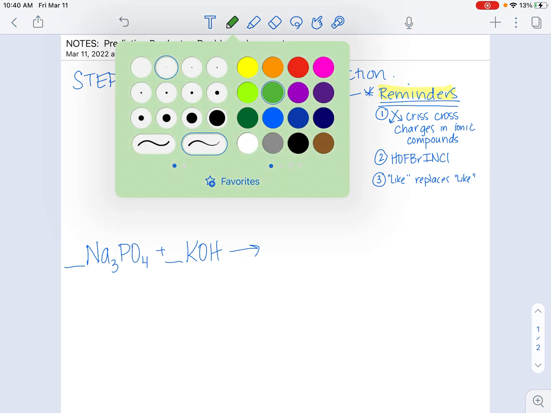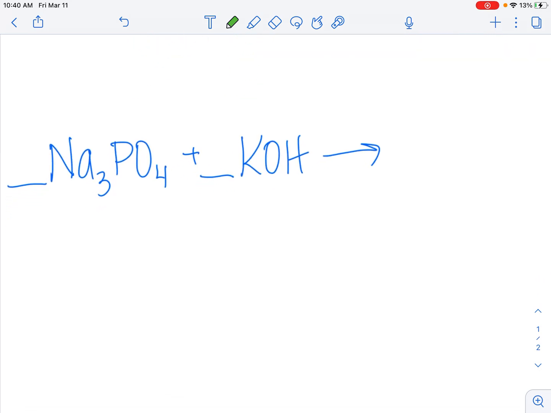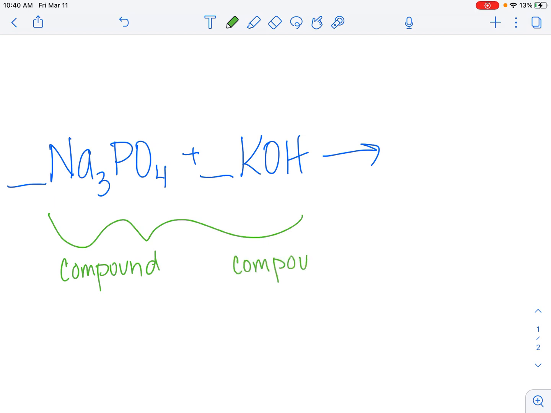First step is classifying. Now, I've already told you it's double replacement, but let's make sure we understand why. If I zoom in here to my reactants, I've got Na3PO4, definitely a compound. I see a metal bonded with a polyatomic ion. Then I've got KOH, also a compound. I also see a metal, potassium, bonded with one of my polyatomic ions, hydroxide. I know, based on this, two compounds that are going to end up switching partners is my double replacement reaction.